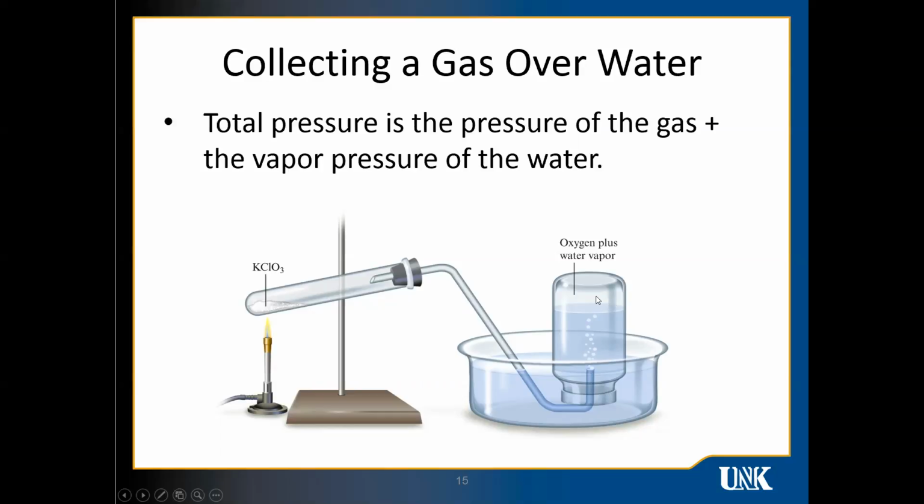The key thing to remember is if you're going to measure the pressure of the gas that you collect, you not only have oxygen in here, but you also have water vapor. And it's a correction you can make. The water vapor pressures at different temperatures have been very well studied, very precisely studied. And so you can have students apply that as a correction.